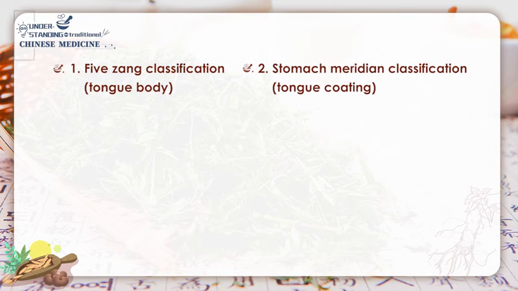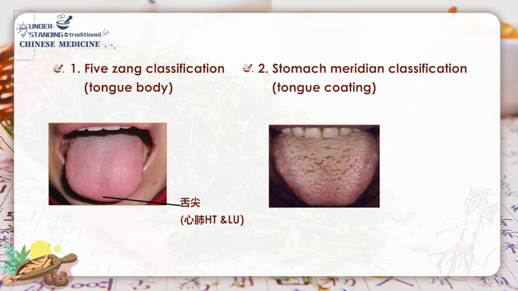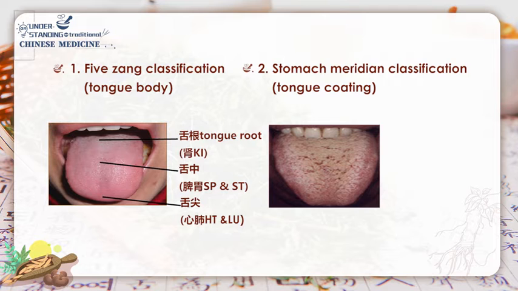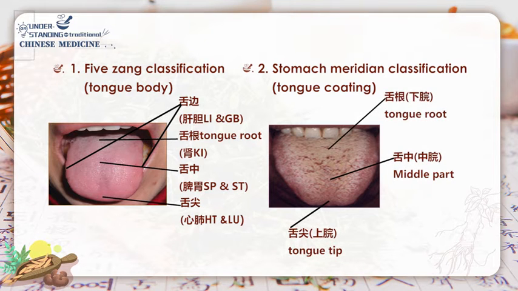According to the theories mentioned above, the reflection of each organ has a different location on the tongue. Check picture 1. The tongue tip corresponds to the heart and the lung. The middle part refers to the spleen and stomach. The root refers to the kidney, and the liver and gallbladder correspond to the tongue edge. In picture 2, the tongue coating is normally classified by the stomach meridian into 3 parts: upper, middle, and lower.